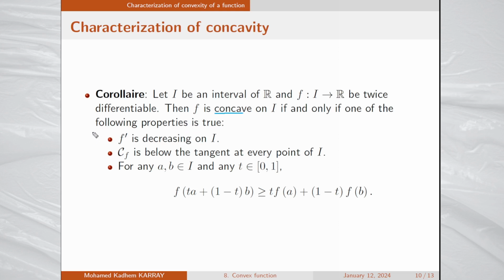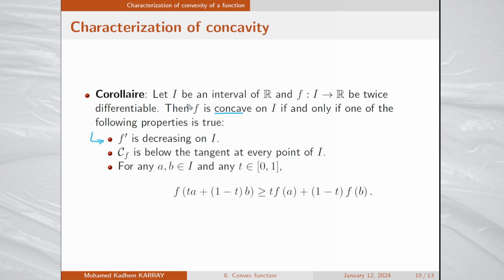The first one says that f prime is decreasing. And again, this is obvious, since from the definition f is concave if and only if the second derivative is negative. So the derivative of the derivative is negative, and this is equivalent to saying that the derivative is decreasing.